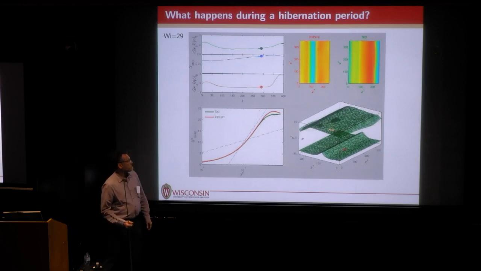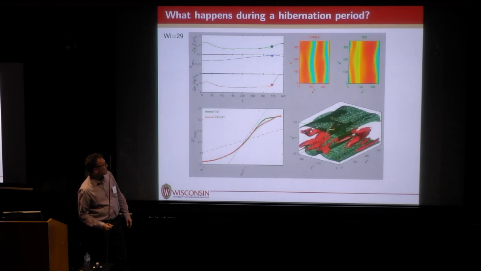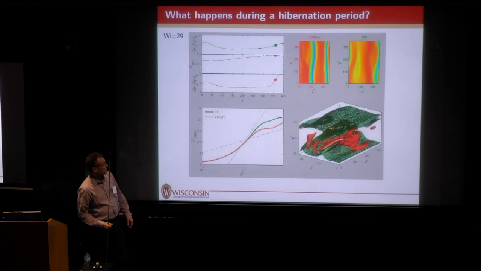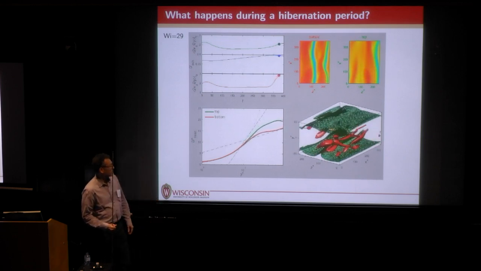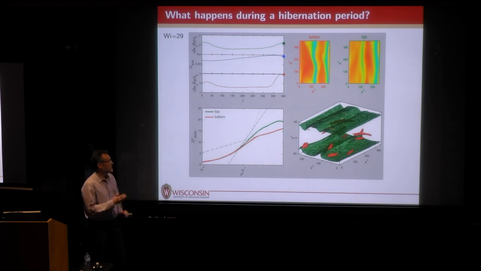But that hibernation interval ends. The red, those are vortex cores, and now you start to see the typical near wall, three-dimensional vortex dynamics. The instantaneous mean velocity profile goes back down.